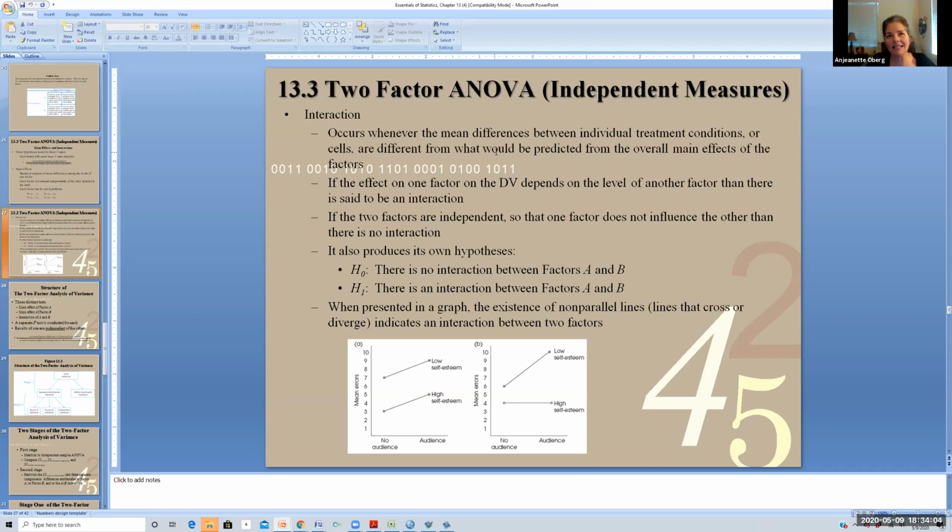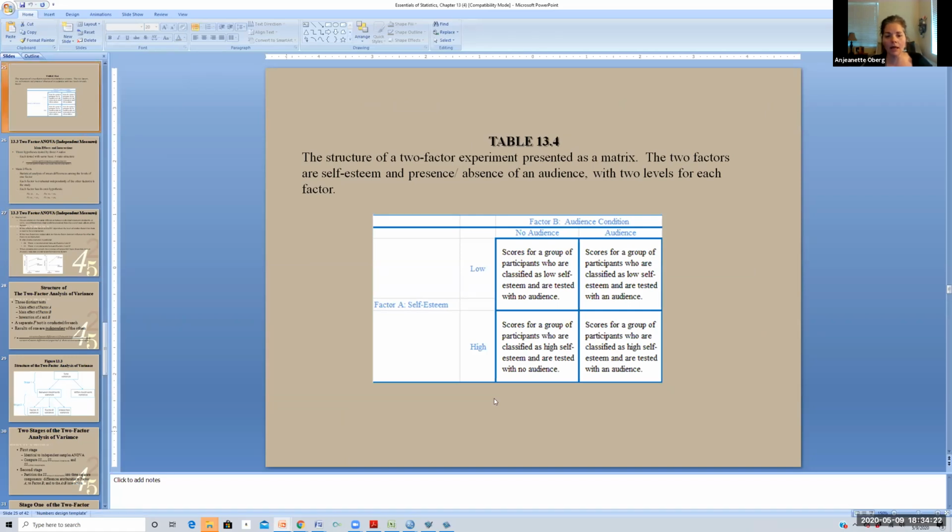So if my main effect is saying, no, there's no differences in low and high self-esteem, and I actually find out, yeah, there are. When you have an audience present, people with low self-esteem don't do as well, okay? Then that's gonna be an interaction. So maybe I'm showing low and high self-esteem doesn't matter as a main effect, but all of a sudden in the interaction, it seems to matter for people with low self-esteem in the audience condition, but not for the no audience condition. That's an interaction.